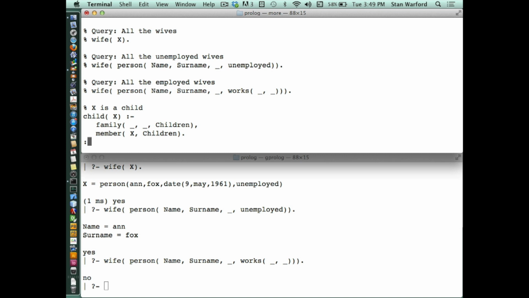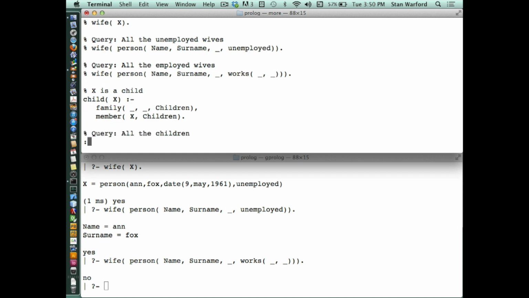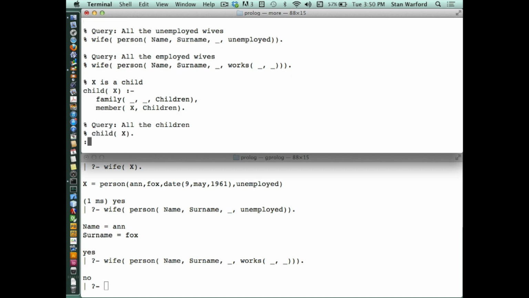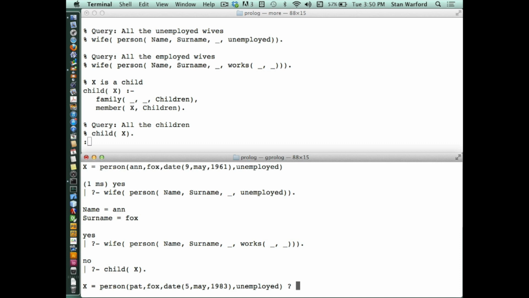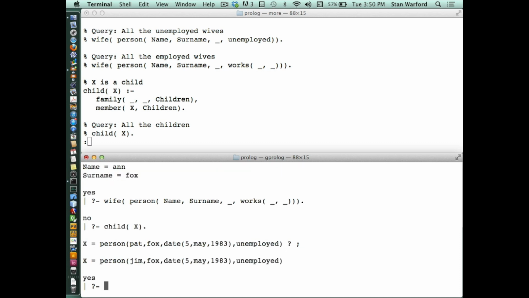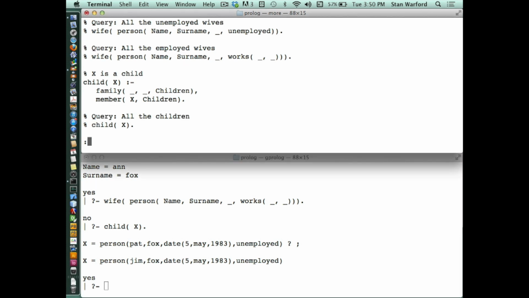Now, we haven't done a query. So now, how would we do a query? How would we query all the children? We would say child X. That's all. Look, I won't even copy paste it, it's so short. So let's do it. Okay, check it out. That's the first child, and now if I press semicolon, another one. The children of the list, because that's how member works. Are we good? Isn't this powerful? Isn't this a slick paradigm?